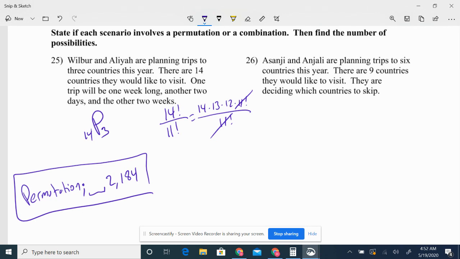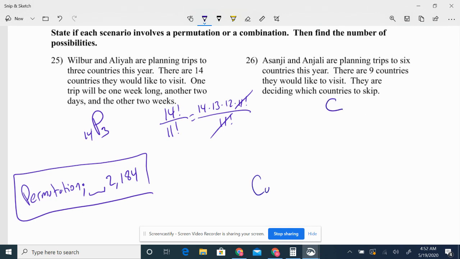All right, now let's take a look at number 26. Azanji and Anjali are planning trips to 6 countries this year. There are 9 countries they would like to visit. They are deciding which countries to skip. So there are 9, and they're going to skip 3. Now this one, it doesn't matter which one they go to first. So we're going to say combination.